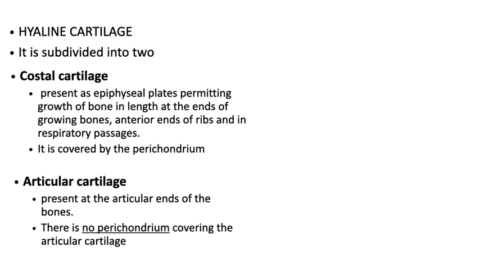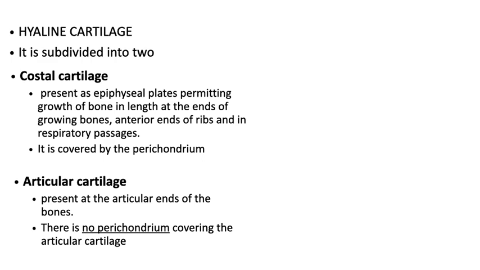Articular cartilage is usually present at the articular ends and there is no perichondrium. If you can see a knee joint, the articulating surfaces of both the bones, that is the tibia and the femur, are covered by articular cartilage. This is a type of hyaline cartilage and there is no perichondrium.